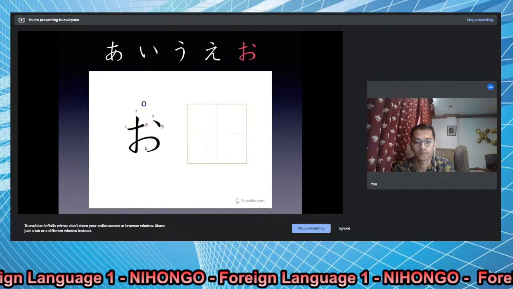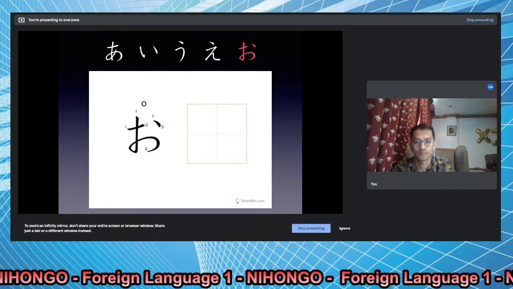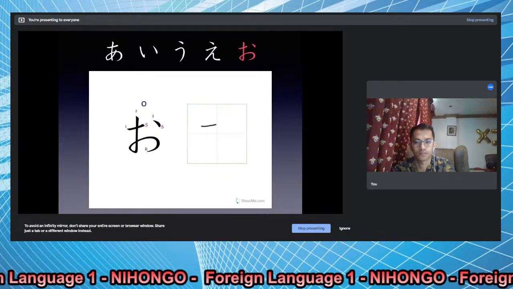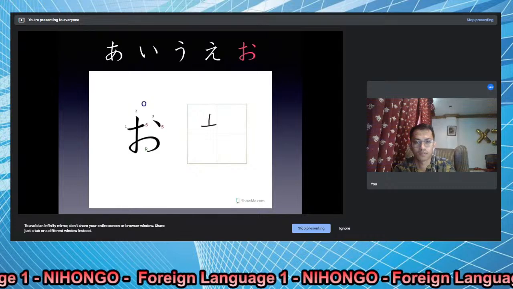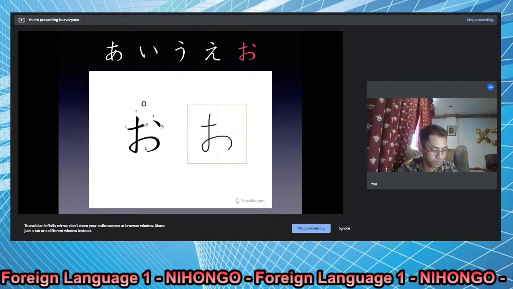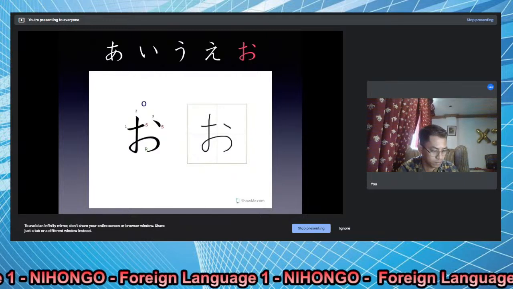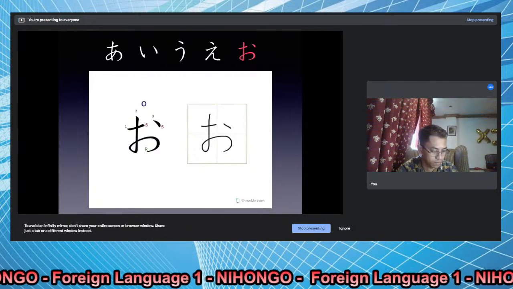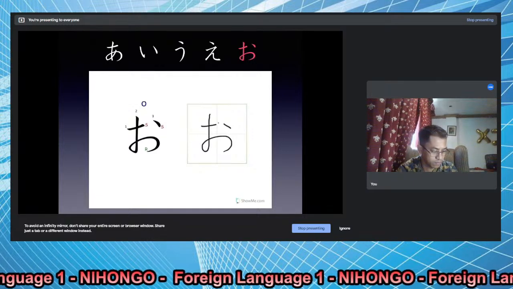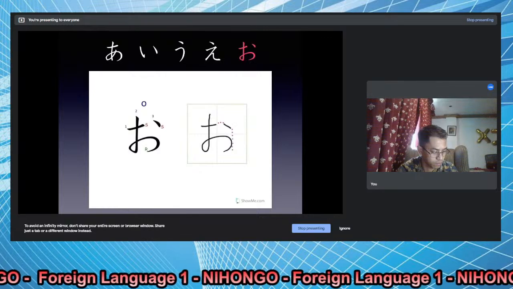Okay, the last letter in the 5 vowels in Japanese is O. 1, stop. 2, release. 3, stop. Try to place stroke number 3 at the meeting point of these two lines.